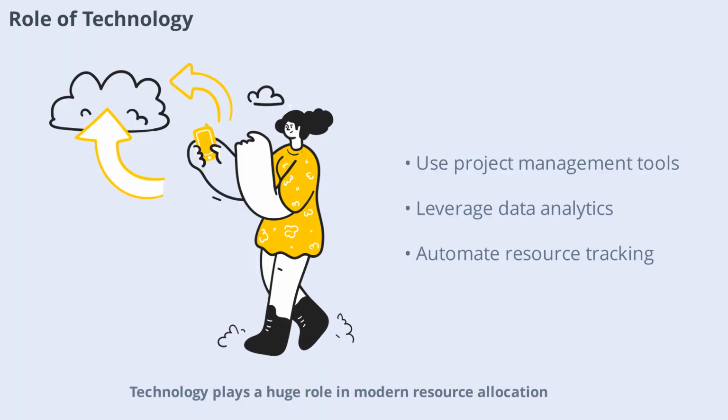Technology plays a huge role in modern resource allocation. Tools like project management software, data analytics, and automation can help you track resources, forecast needs, and optimize allocation. Leveraging technology makes the process more accurate and efficient, freeing up time for strategic decision-making.